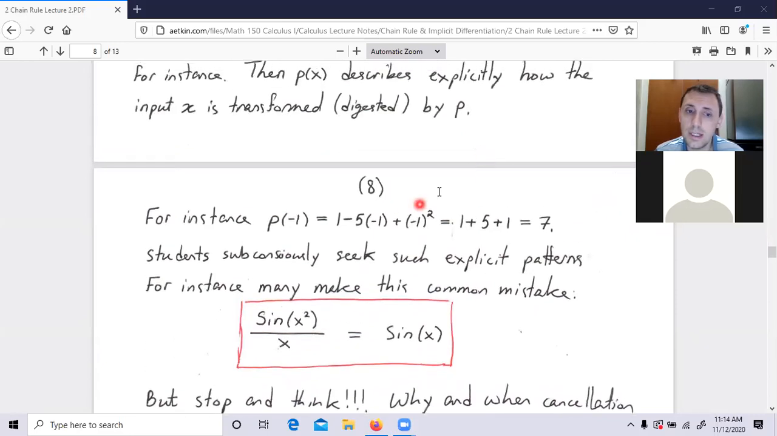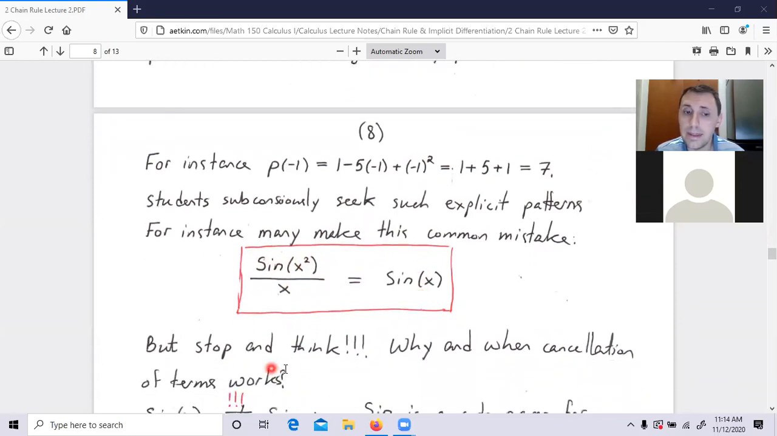So for instance, some people simplify the x out of the parentheses. So sine of x squared over x, they will write sine x. And that is very wrong. It's hard to say why people make this mistake. Maybe there is no meaning whatsoever. I imagine they see parentheses, they think there is multiplication and division.